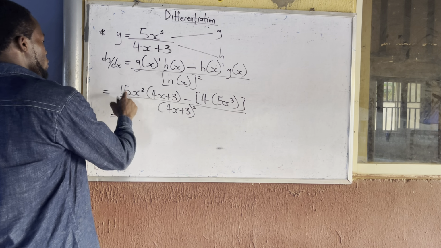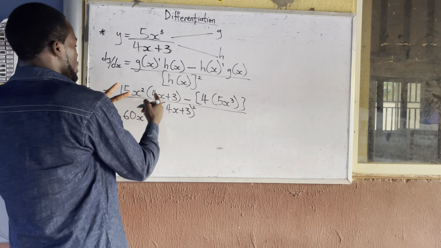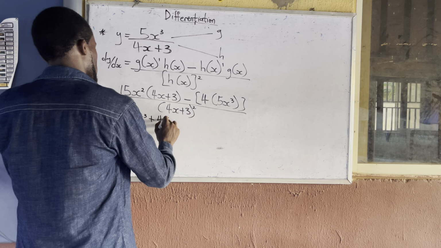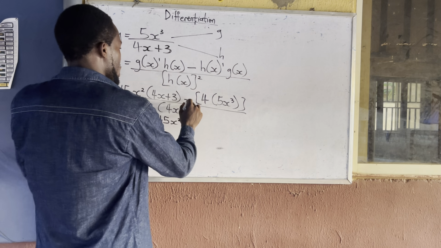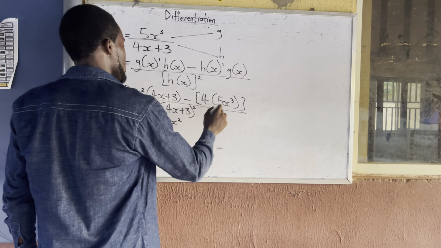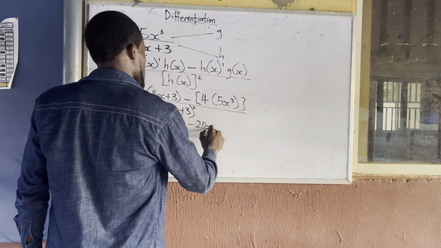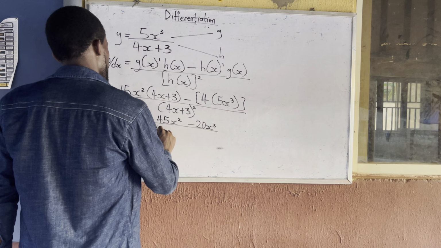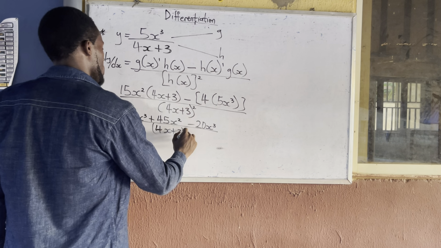Let's open this bracket. 15 times 4, that's 60x. x squared times x, that's x cubed. Plus 15 times 3, that's 45x squared. Then the denominator is just the square that we have. Then this minus, let's try to open this. 4 times 5, that's 20x cubed. This minus will affect it, so minus 20x raised to power 3, over 4x plus 3 all square.